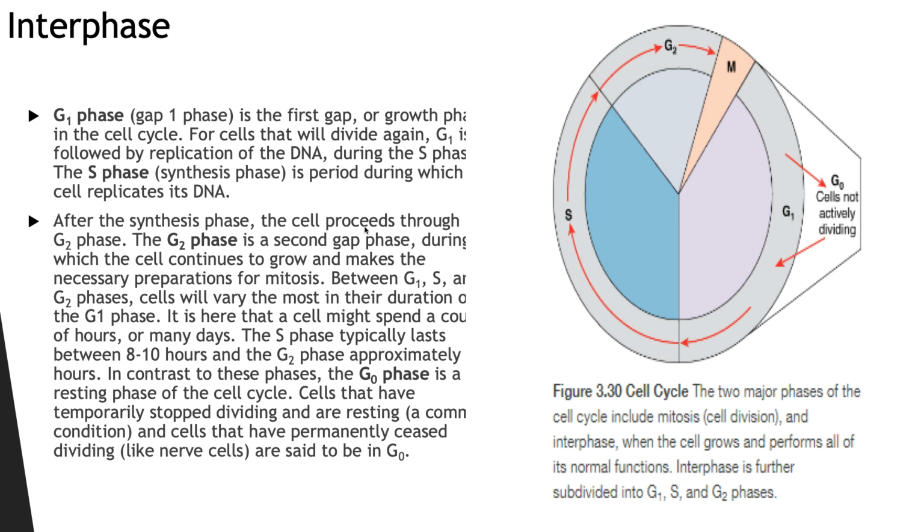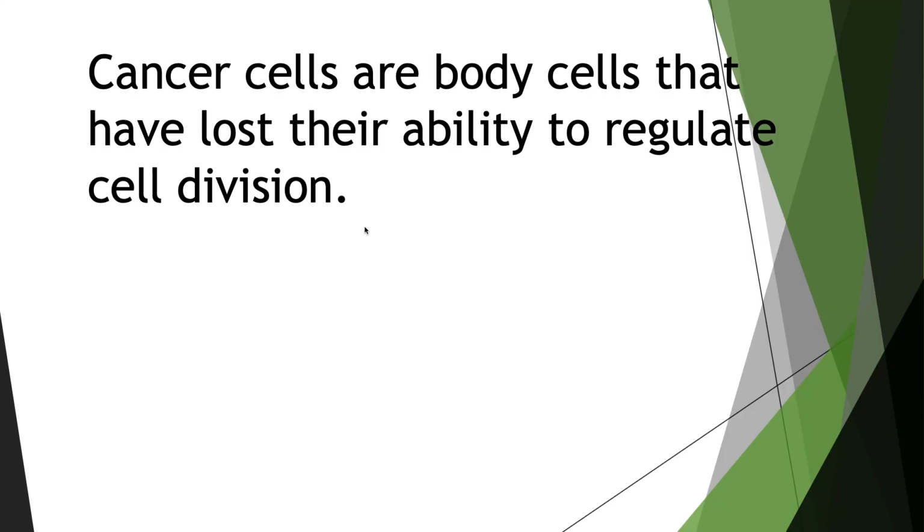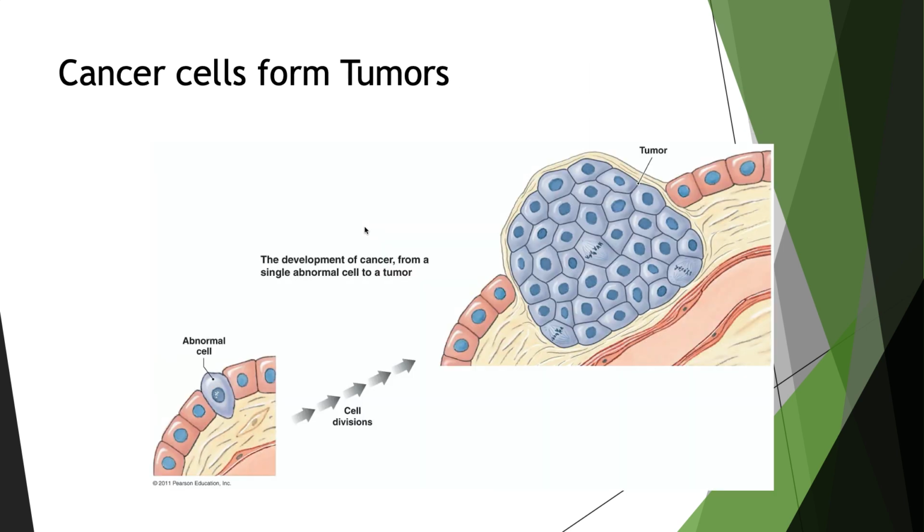And as the cell is doing that, the body can develop cancer. Cancer cells are body cells that have lost their ability to regulate cell division. And this usually occurs with the uncontrolled replication of DNA, which results in the uncontrolled replication of cells themselves. So cancer cells will form from what's known as a tumor. The development of cancer from a single abnormal cell into a collection of abnormal cells is known as a tumor.